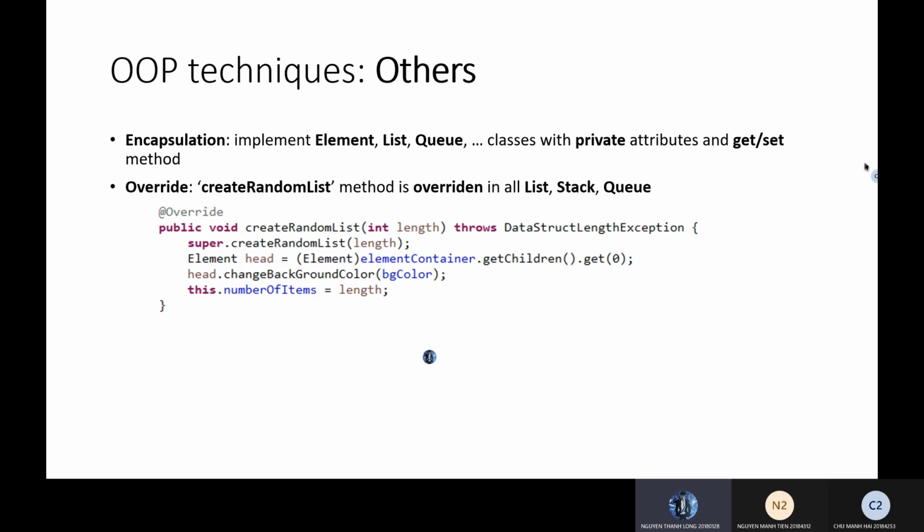The next is the override. The method create random list is overridden in all of list, stack, and queue, because they are a little bit different when I create a random list. For example, when I create a list, I just need to care about which element is the head of the list. But with the stack and queue, I need to know both which one is head and which one is tail. So they are a little bit different, and I have to override the method create random list.